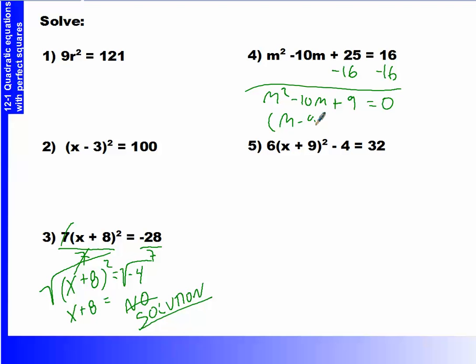(m minus 9)(m minus 1). Because negative 9 times negative 1 is positive 9, and negative 9 plus negative 1 is negative 10. And then as you very astutely figured out, Harper, this m is going to be positive 9, this m is going to be 1. So we know the solution is going to be 9 and 1. Yeah, we're done. Now, I'm going to show you another way of doing this.